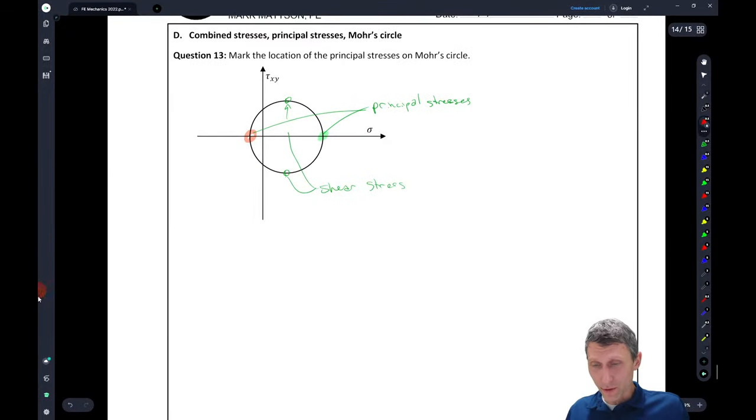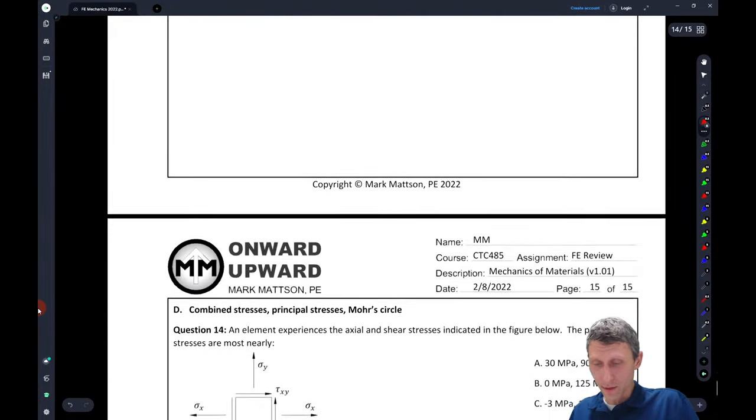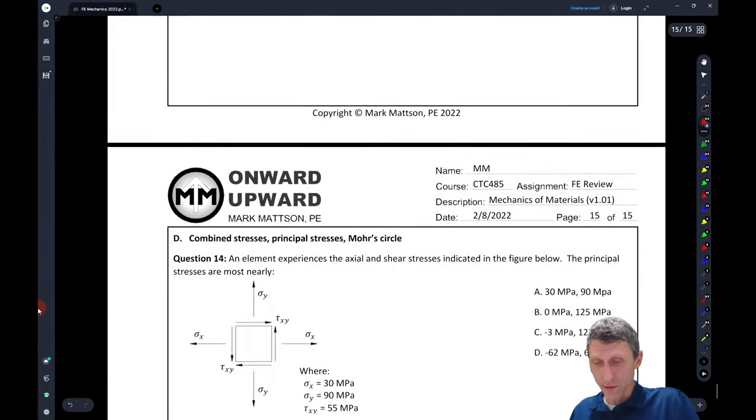So what are we going to do next? We are going to go to this last one. This is the last question. Again, combined stresses. Something like this will probably show up on the test. But this is where understanding Mohr's circle helps with these questions. Can you do it without Mohr's circle? Yeah, but does it help with Mohr's circle?